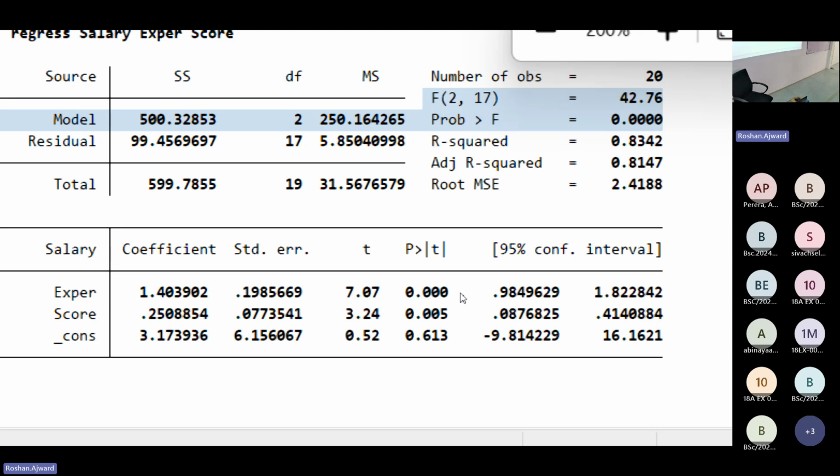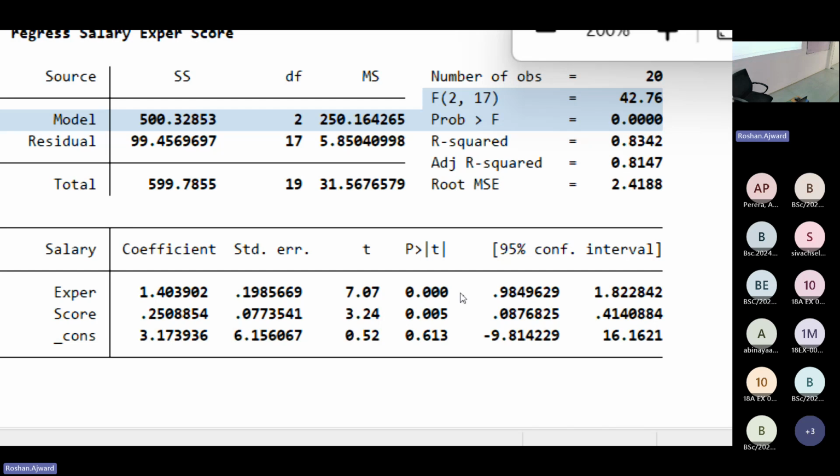Then the marks variable. Is it significant? Yes, that is also significant. In that case, H2. What was hypothesis H2? There is a significant impact of marks on the salary variable. It also confirms or supports that hypothesis. So that's where we confirm whether there are significant impacts by developing two hypotheses.